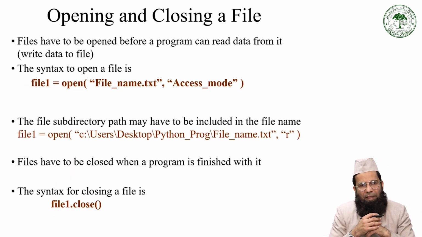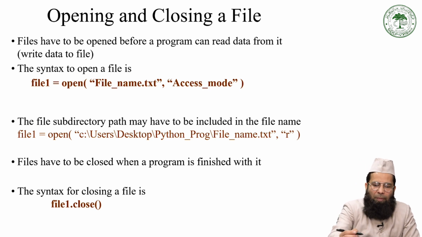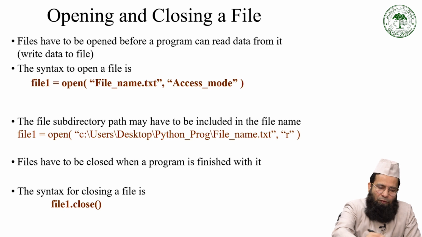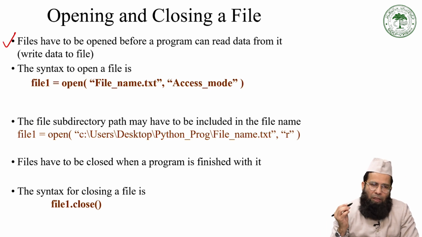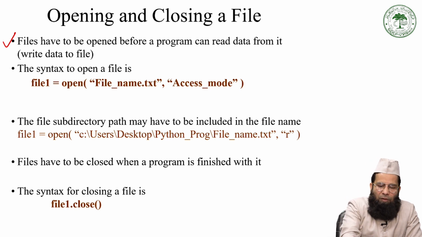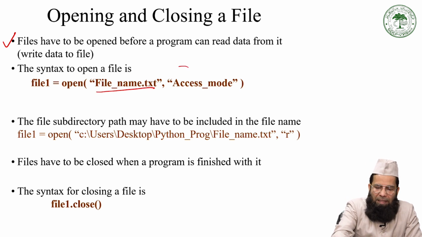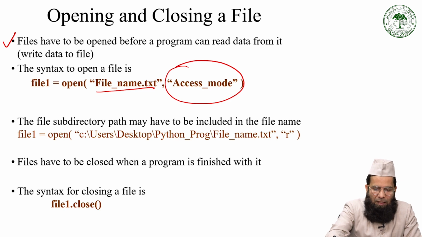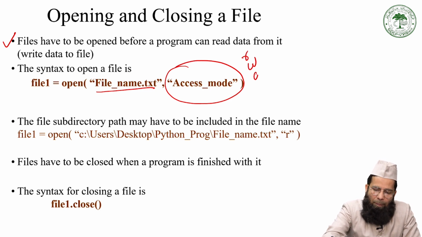How can we open a file? A file has to be opened before a program can read data from it or write data to it. If you are interested in reading or writing a file, first you need to open the file. So the first task is to open a file. This is the name of the file, and this is the access mode that we'll discuss. Access mode means read purpose, write purpose, append purpose, and so on.